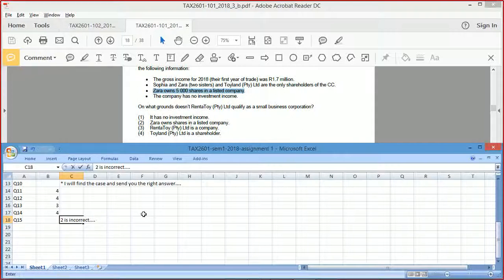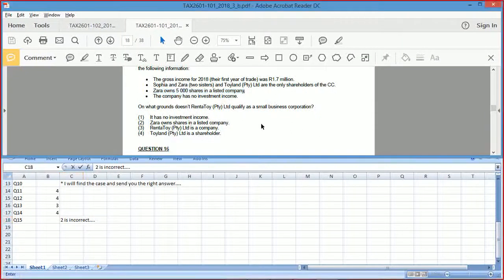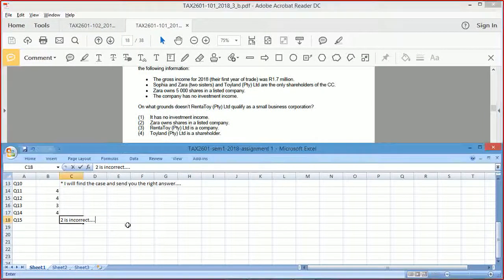Rent-a-Toy Limited is a company. That would be fine. And Toyland is a shareholder. What is Toyland? Toyland, Zara and Sophia are sisters, and Toyland are the only shareholders. That's also out. So there's actually 2 answers here. I don't know why they want you to choose one. Was there multiple choice here? No, there wasn't. Ooh, okay, that's a problem. 2 and 4 are actually correct. Next week we'll discuss it.